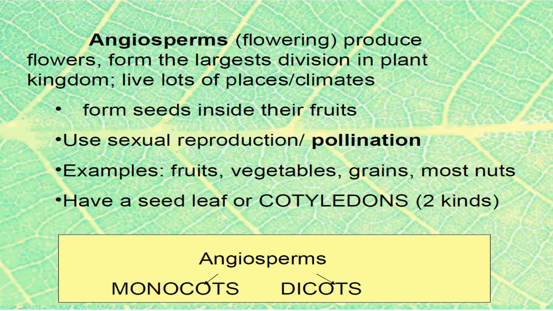Angiosperms are flower-producing plants, and they're the largest division of plants. They live in almost any kind of climate and anywhere in the world. In these plants, seeds are produced inside the fruit, and they do use methods of sexual reproduction that include pollination. An example of these plants will be different kinds of fruits, vegetables, grains, and nuts. These plants are further divided into monocots and dicots. So they're divided on the basis of the number of cotyledons, something that we will be learning in the coming slides.